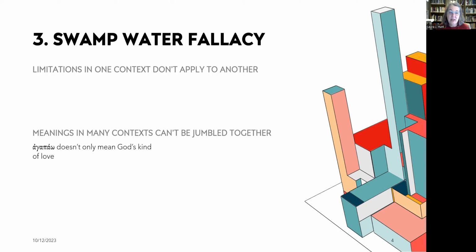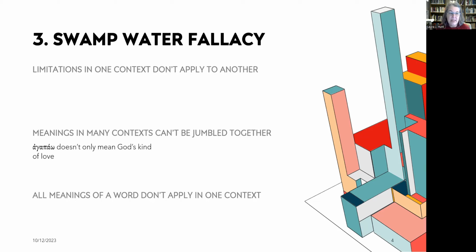And obviously the love that's being talked about in Luke 6:35 or Luke 11:43 and 2 Peter 2:15 are not the same kind of love. So we can't say, oh, it means God's kind of love here and here, so therefore it must mean God's kind of love everywhere else. And then, like I said, all the meanings of a word don't apply in one context.